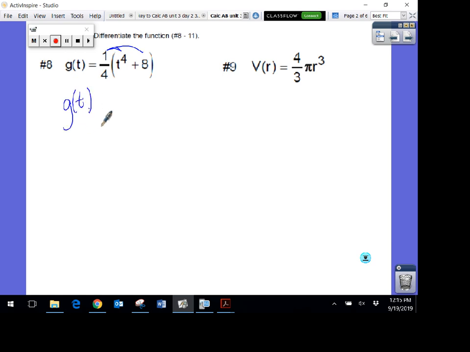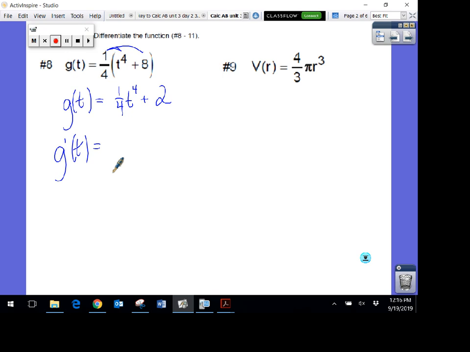So I am not doing anything yet. This is still g of t. We are not finding the derivative. All I'm doing is getting rid of those parentheses. So that becomes 1/4 t to the fourth plus 2. So now I want to take the derivative of two things being added together. So I take the derivative of this, and I take the derivative of that. Okay, so now I can say g prime of t equals, this was not the derivative, this was just multiplying, changing the way it looks.